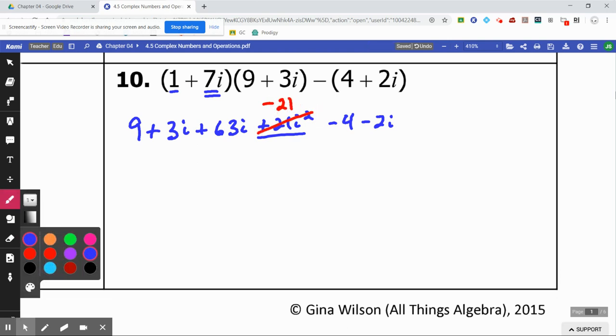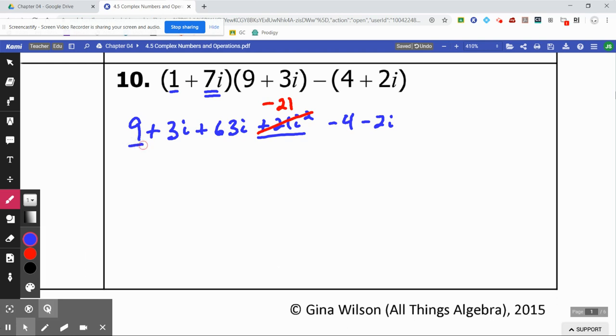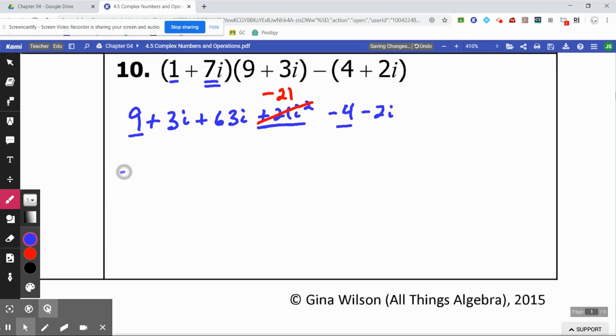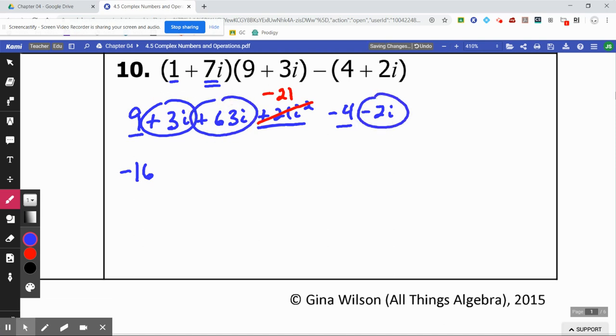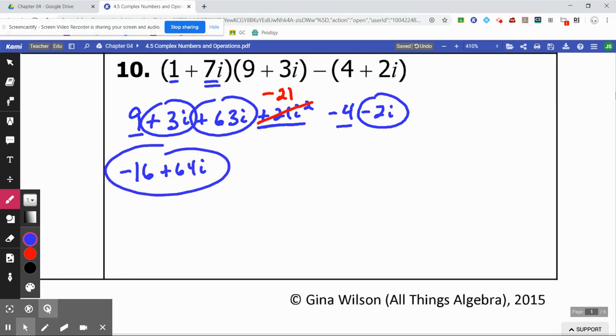So now let's combine our like terms. Reals first, we have 9, negative 21, and negative 4. 9 minus 21 is negative 12, minus 4 is negative 16. We have 3i's, 63i's, and negative 2i's. That would be 66 minus 2, which would be 64i.